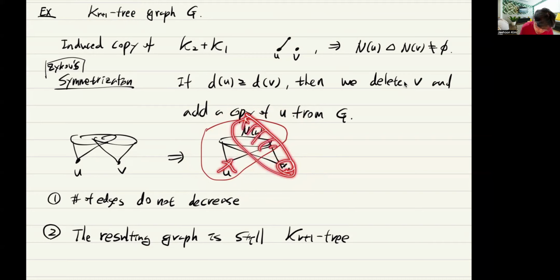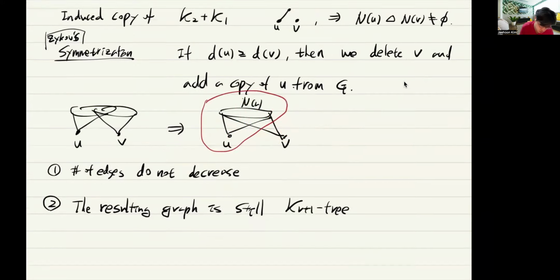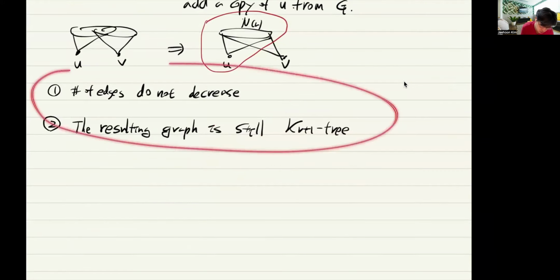But if there is this clique, then we delete this and then we add u. Then there must also be a clique because u and v have the same neighborhood. This implies that there was a copy of K_{r+1} in the original graph G to begin with, which is a contradiction. So these two hold.